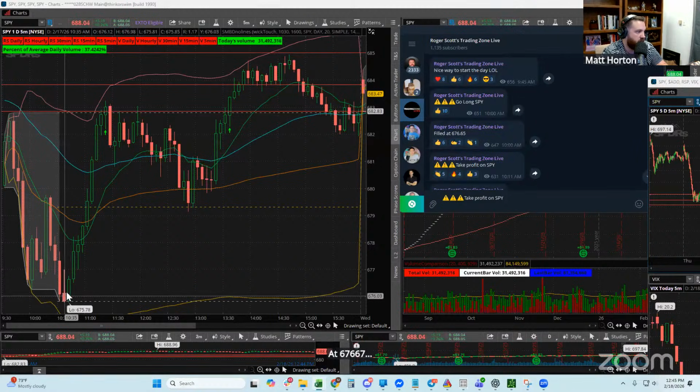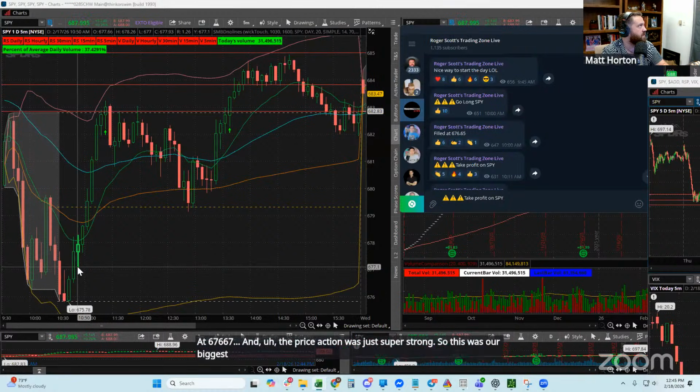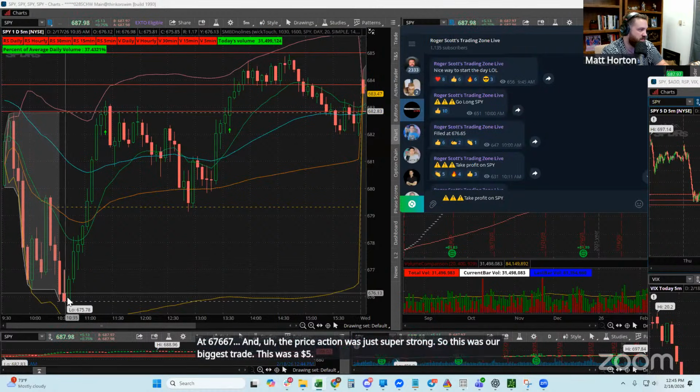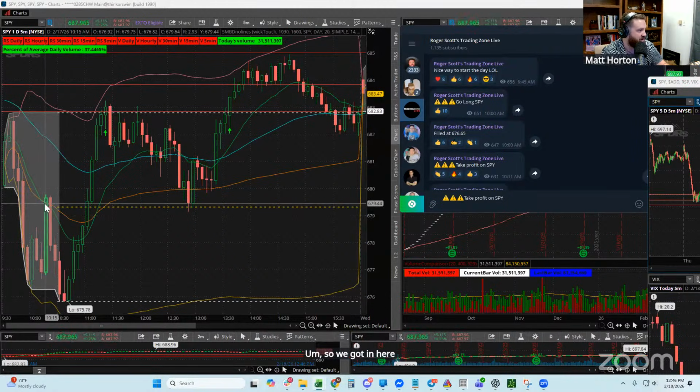And the price action was just super strong. So this was our biggest trade. This was a $5.68 winner. I think a lot of people, including Roger, thought I was a little crazy because I just kept holding the trade. So we got in here. Remember last time I got out at the VWAP.